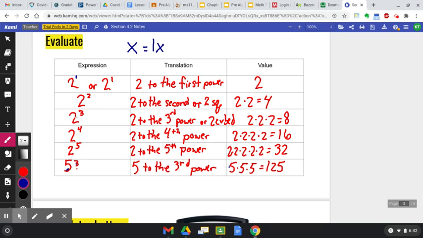And what that means, right? 2 to the third means I have 2 times 2 times 2, right? Which would be 8. 2 to the fourth, that means I multiply 2 by itself 4 times. 2 to the fifth, same thing. I have 2 multiplied by itself 5 times. Here, 5 to the third, right? 5 times 5 times 5, right? I multiply it by itself 3 times, okay? And I get 125 for that.